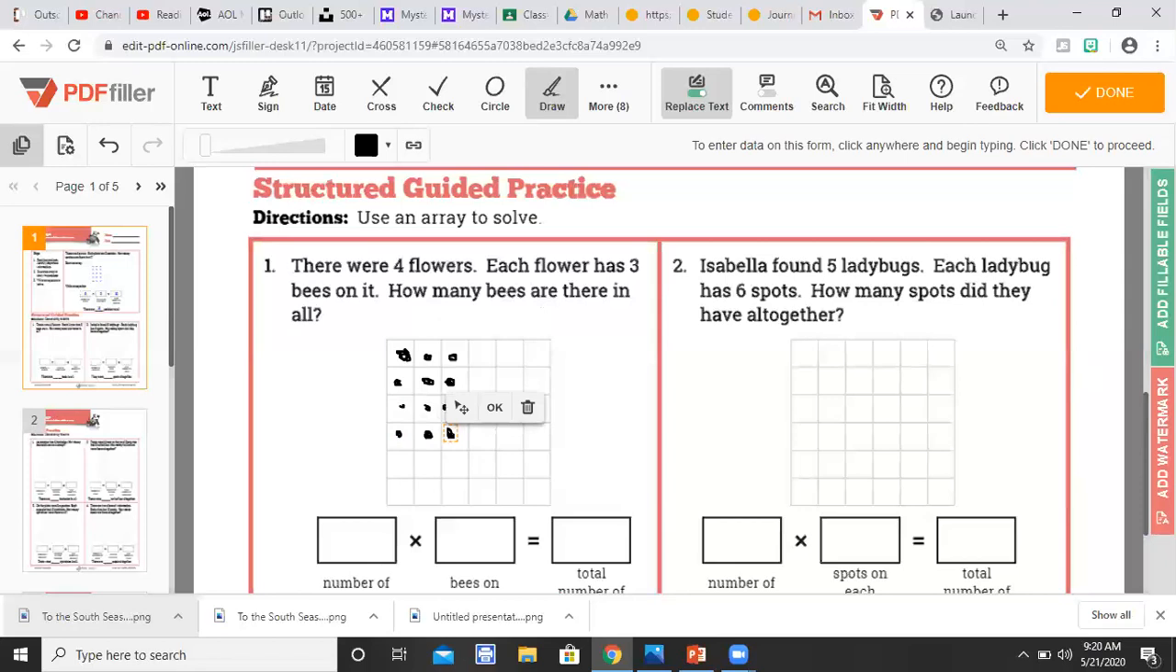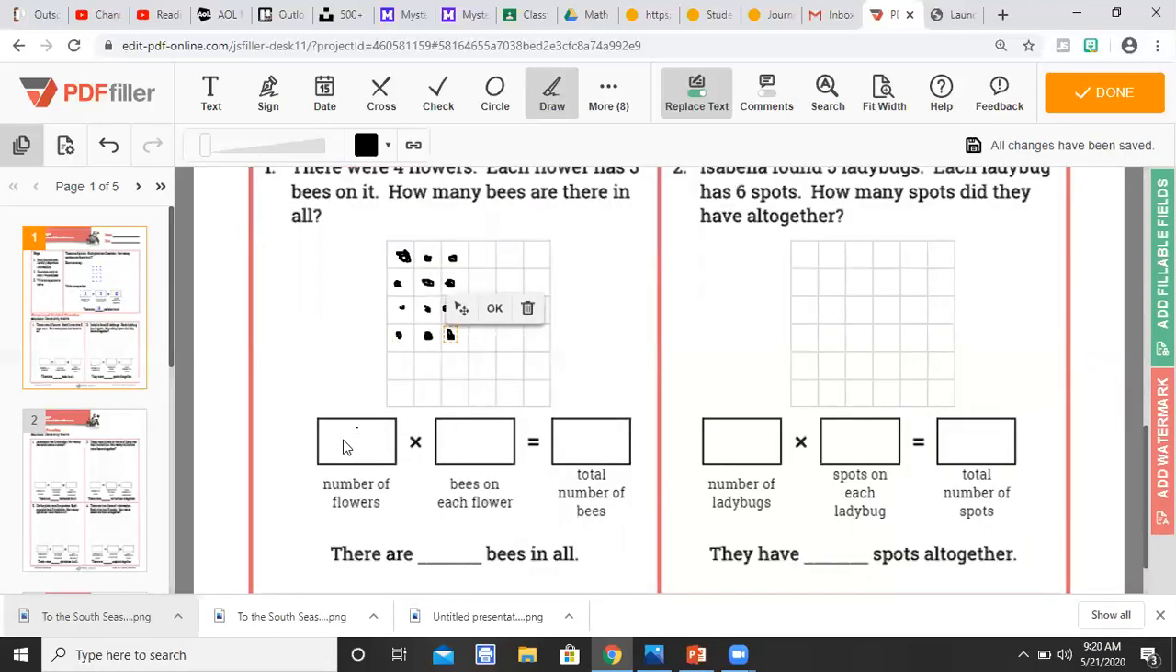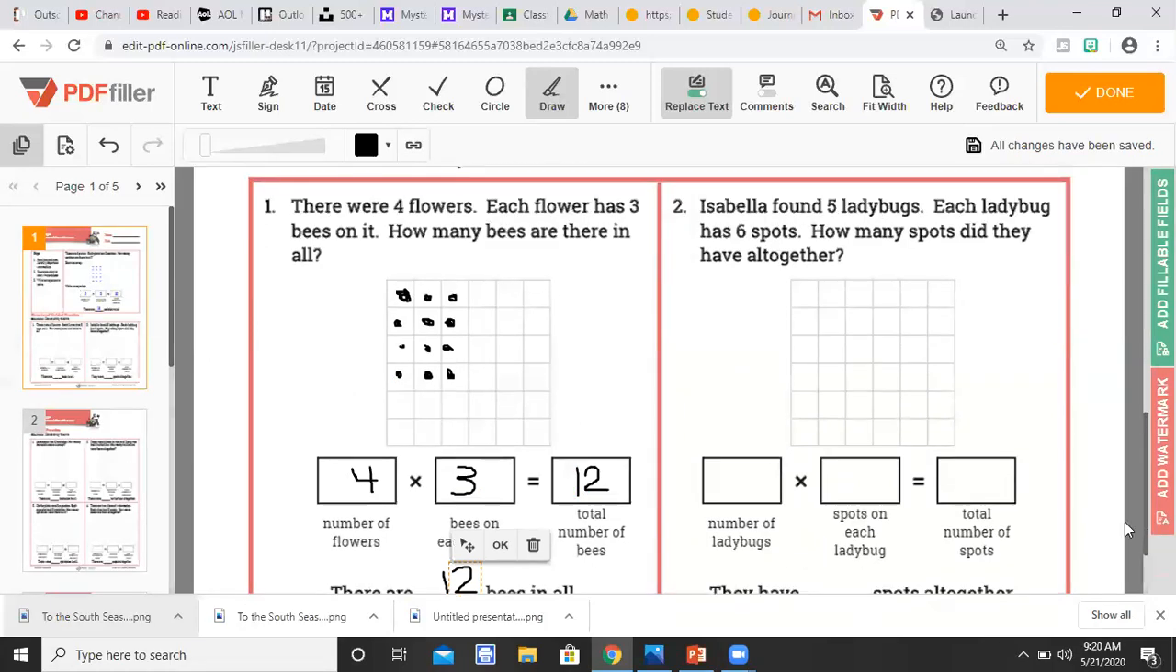So now I'm ready to write my multiplication sentence. So I have 4 flowers with 3 bees. So I know that 4 times 3 will give me 12. So there are 12 bees in all.